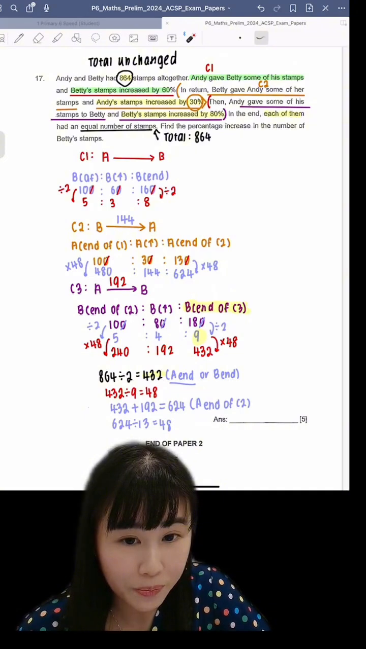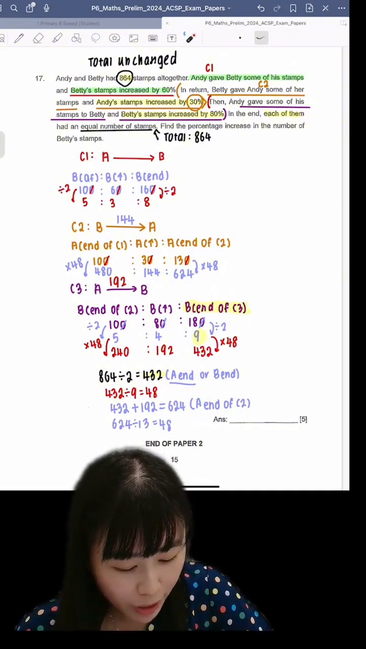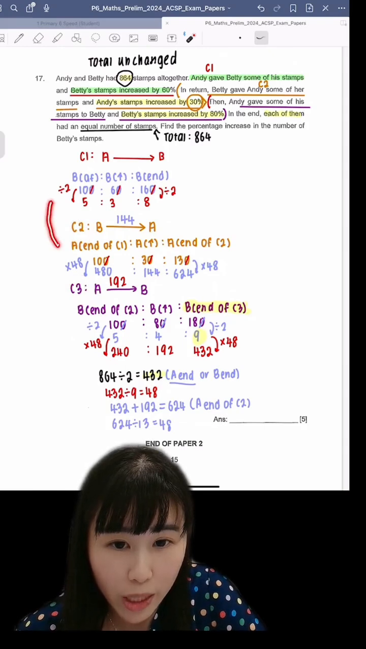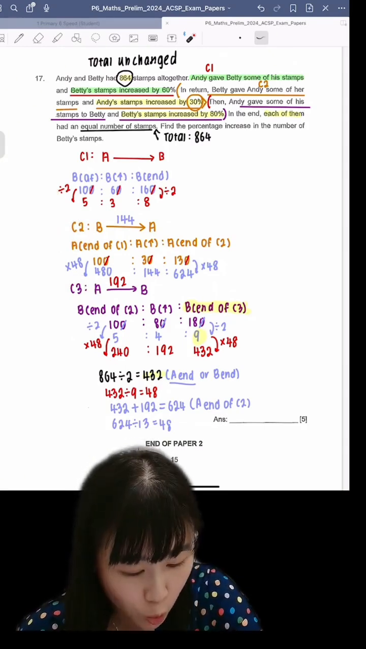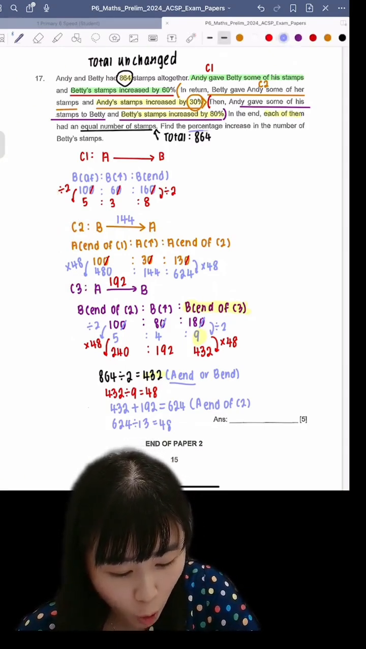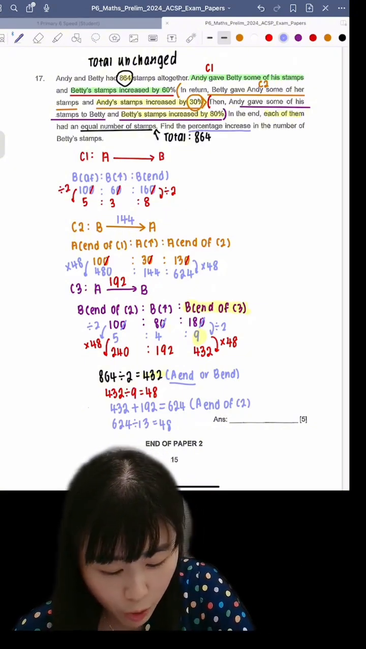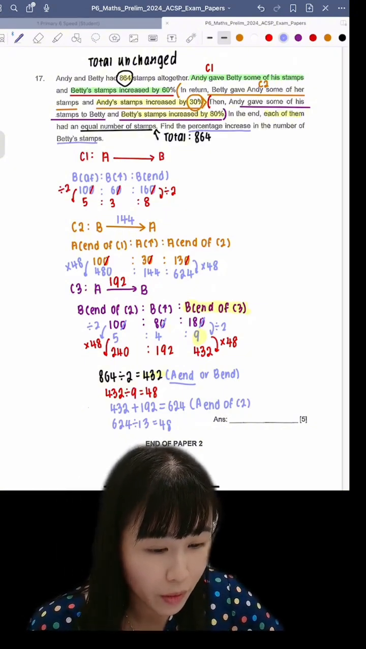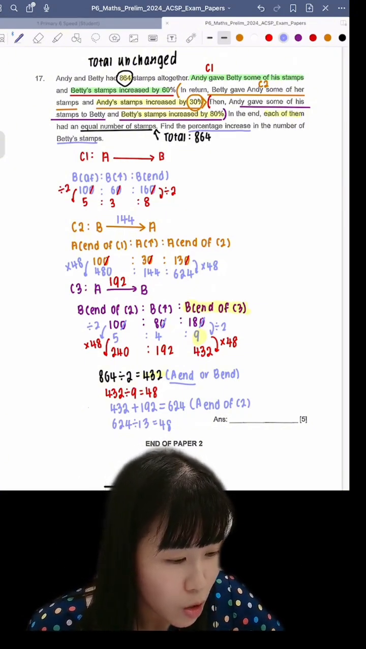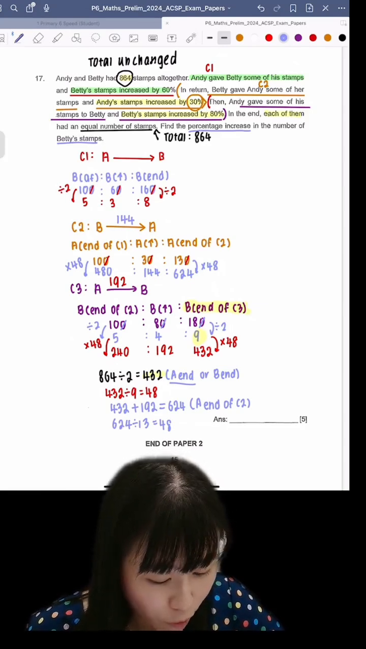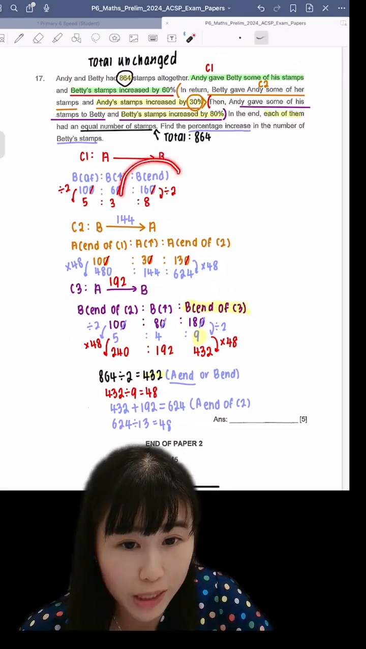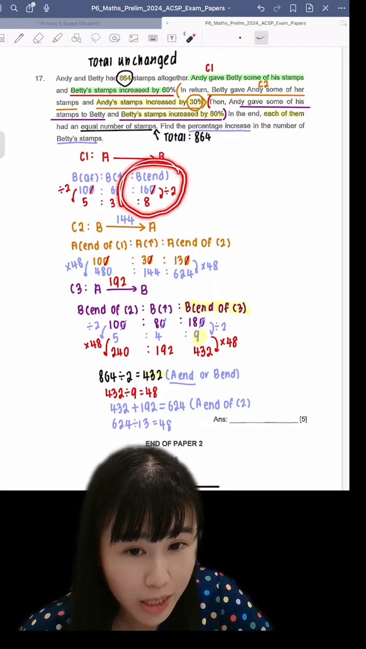Can you understand? So guys, I'm done with change 3. I'm done with change 2. Now I still need to continue working back to reverse my change 1, so that I can find all the numbers and find the percentage increase in Betty's stem. Somebody said 624 plus 144. Bearing in mind now we need to focus on B already, because now we are left with B.